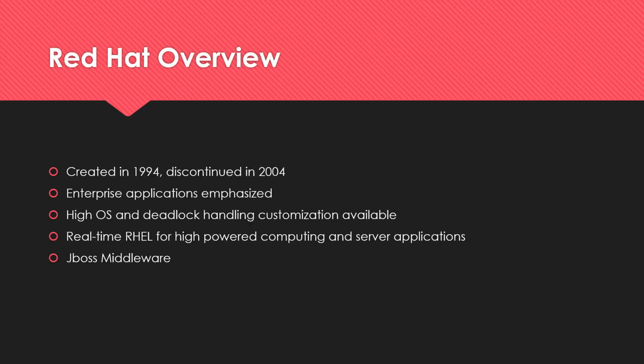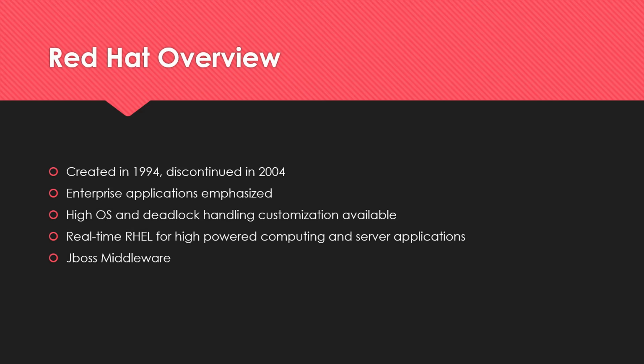Red Hat Linux was first released in 1994 and was well received at the time. Versions continued to be released until 2004 when it was discontinued. The OS targeted enterprise customers and offered a lot of customization options, even in way of overall operating system design and deadlock handling. One of the implementation options that we'll be discussing is real-time RHEL.